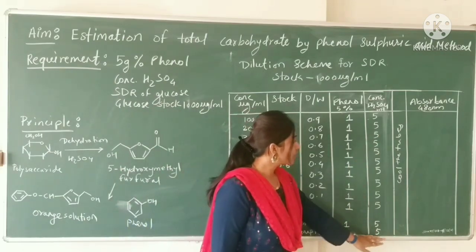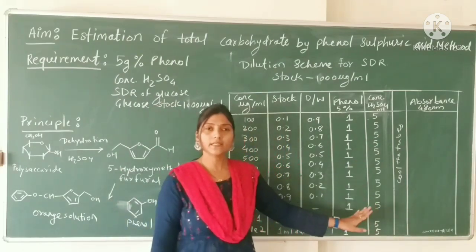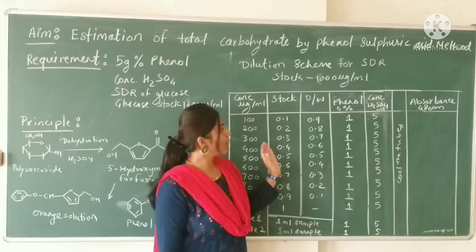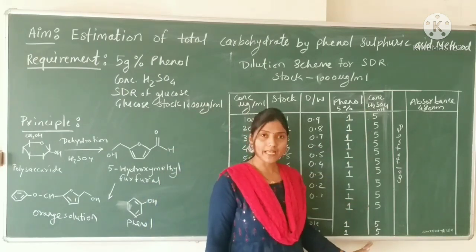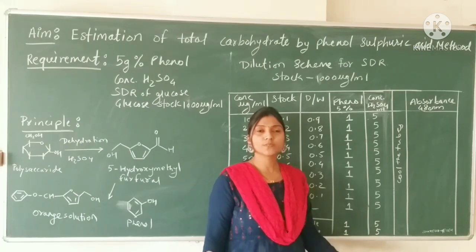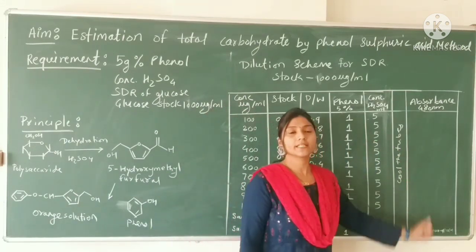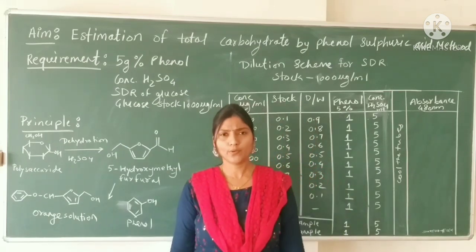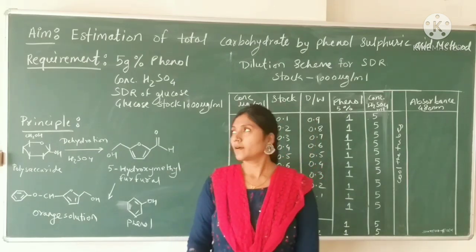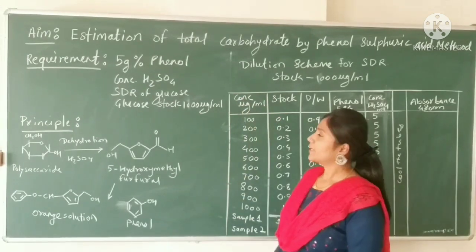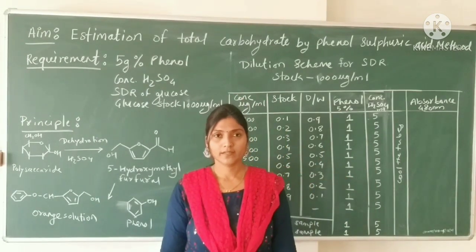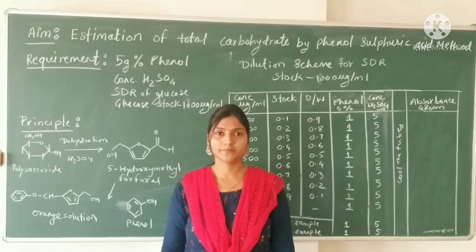After all the additions you have to wait and let the tubes cool, because you have added concentrated sulfuric acid, so the test tubes will become hot. After cooling, you have to take the absorbance. So this is the protocol for the estimation of total carbohydrates by the phenol sulfuric acid method. Now let's do it practically.